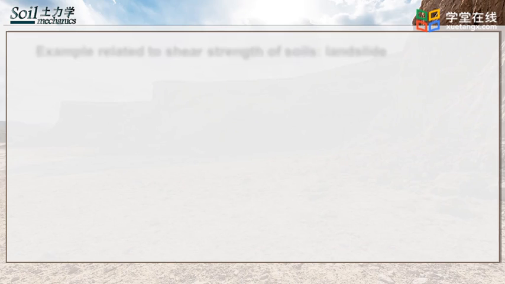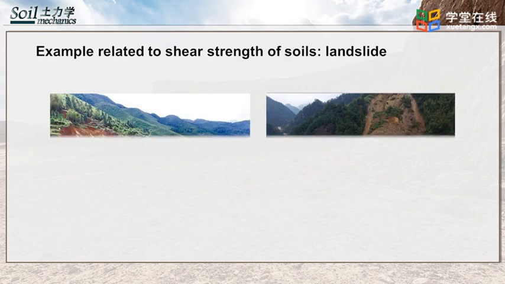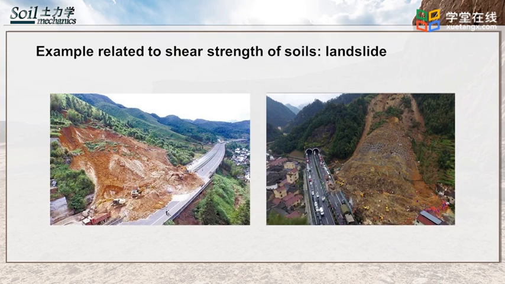Example related to shear strength of soils is landslide. Although the landslide mechanisms are rather complex, it is commonly accepted that the gravity and seepage forces induce shear stress in the soil mass. If this induced shear stress is greater than the shear strength of soil, then shear failure may occur. If the shear failure dominates large area in the soil slope, then landslide may happen. As you can see from this picture, landslide can cause significant property loss and even lives.